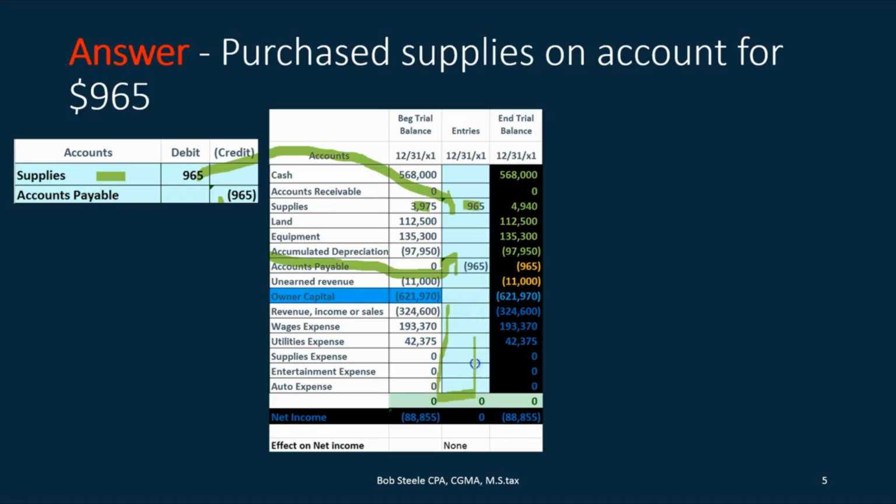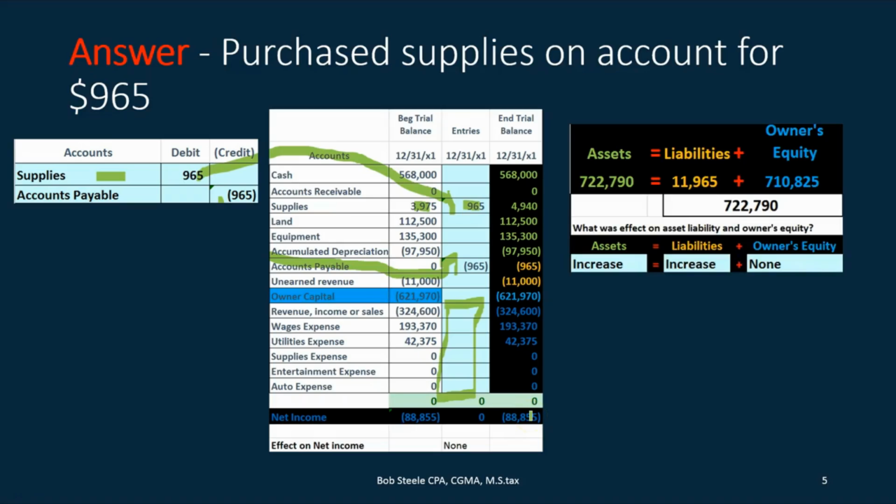Notice there's no effect on net income because that wasn't an expense, it's an asset. We won't expense it, we won't record the reduction in net income until we use that supply in order to help us generate revenue in the same time period, which is the matching principle. What happens to our accounting equation? Well, the assets then are increasing because we bought supplies and it's an asset.